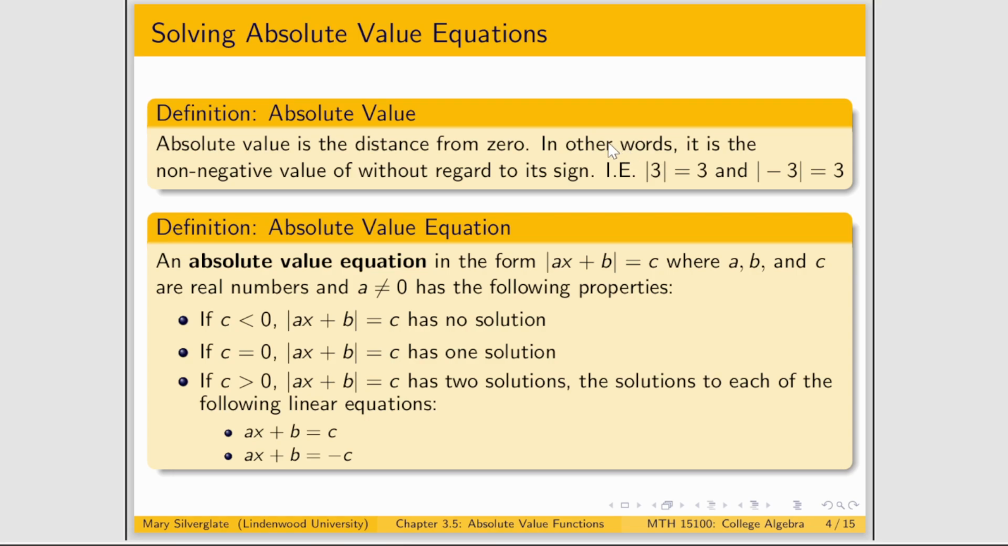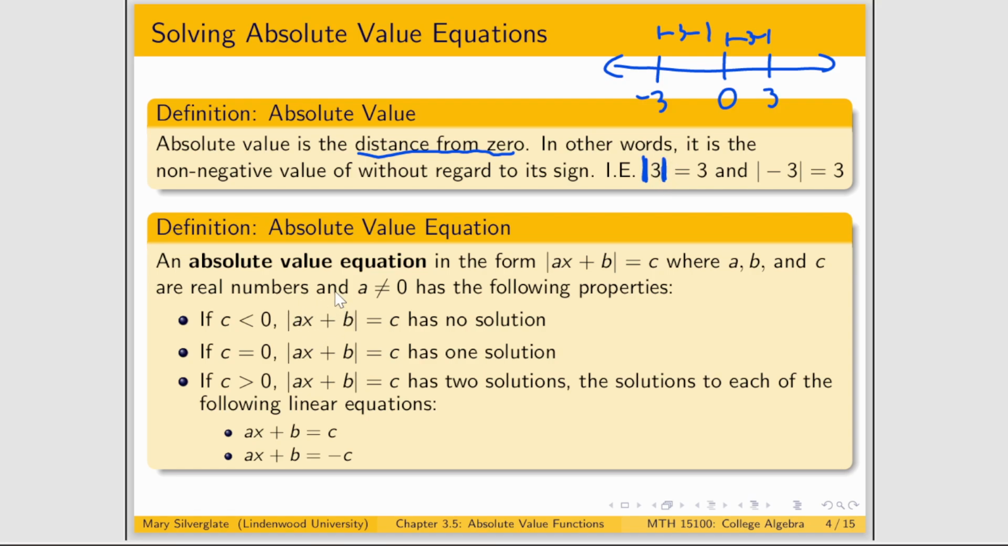Absolute value, by definition, is the distance of a number from 0. We indicate it with these absolute value bars. So the absolute value of 3 is 3, and the absolute value of negative 3 is 3. On a number line, you would notice that 3 is 3 away from 0, and negative 3 is 3 away from 0. A lot of times people just remember that whatever is inside the absolute value bars, you go ahead and just make it positive.